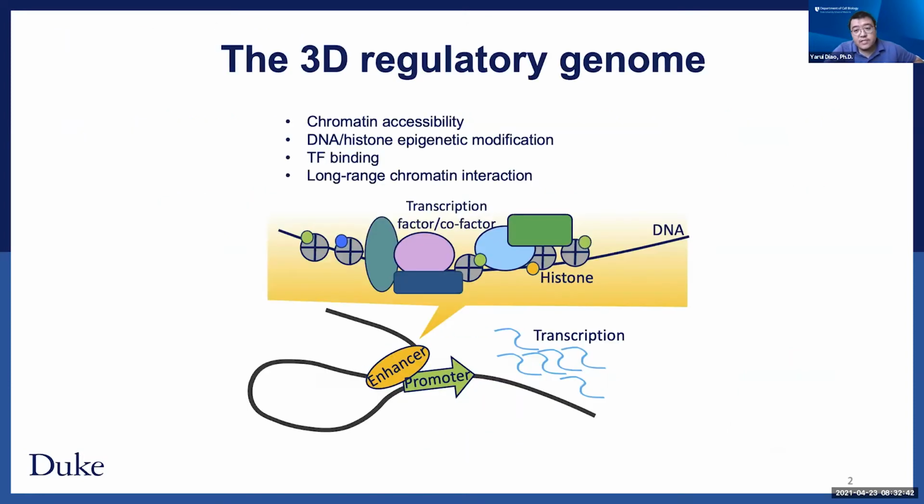I think the reason that we have this meeting is everyone's interest in the 3D regulatory genome and gene expression. We know the enhancers and the promoters can be modified by DNA and histone modification and bound by TFs, and this regulatory sequence can also be measured by chromatin accessibility. These regulatory elements also tend to form long-range chromatin interactions in the genome to control gene expression.